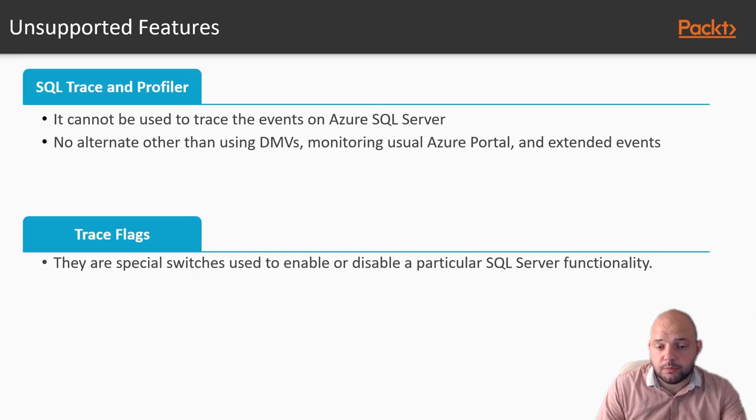Trace flags, which with an on-premises version of SQL Server can be used to affect the features that are available or the behavior of SQL Server. So you can turn on or turn off particular aspects of SQL Server. These are not available at all in Azure SQL Database.